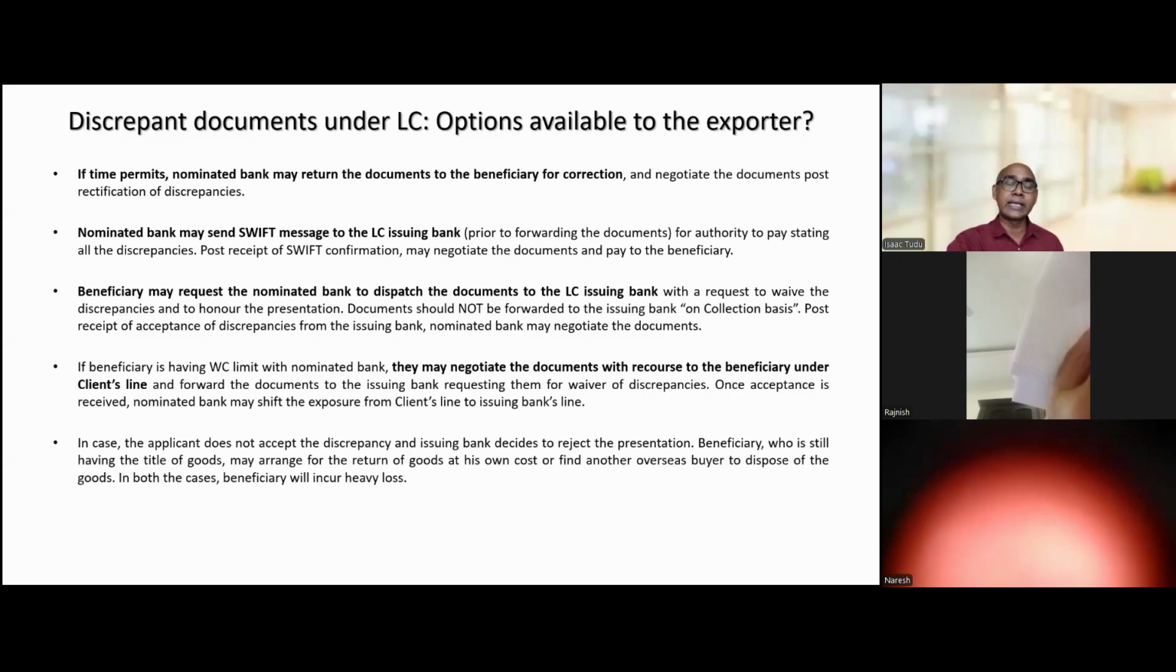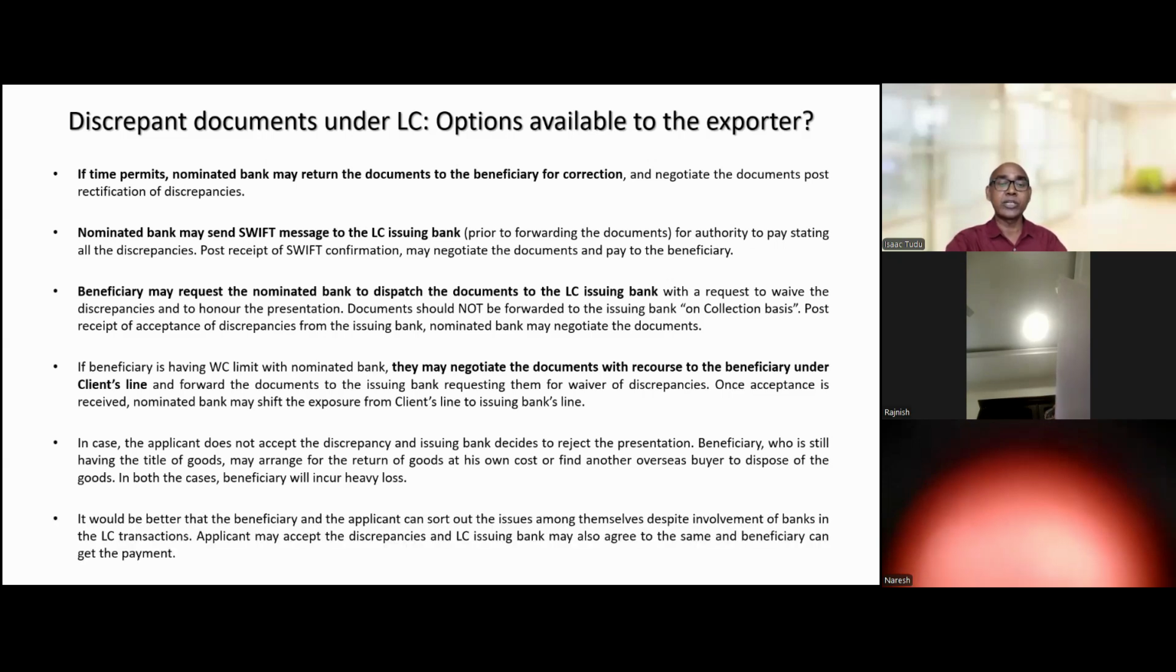In case the applicant does not accept the discrepancies and the issuing bank decides to reject the presentation, the beneficiary, who still has the title of goods, may arrange for the return of goods at his own cost or find another overseas buyer to dispose of the goods. In both cases, we need to remember that the beneficiary will incur heavy loss. It is very difficult to call back the entire goods lying in the importing country. So it would be better for the beneficiary and the applicant to sort out this issue among themselves, despite the involvement of banks in an LC transaction.